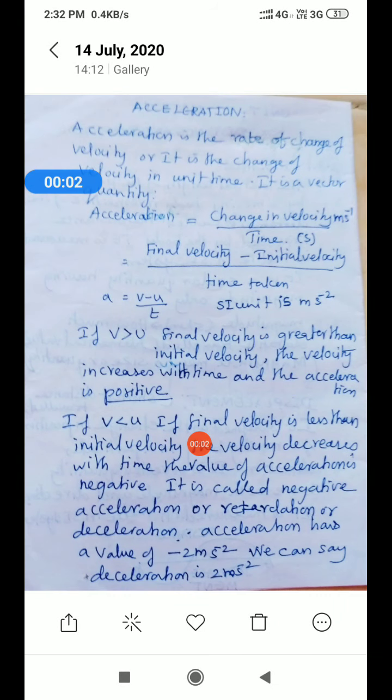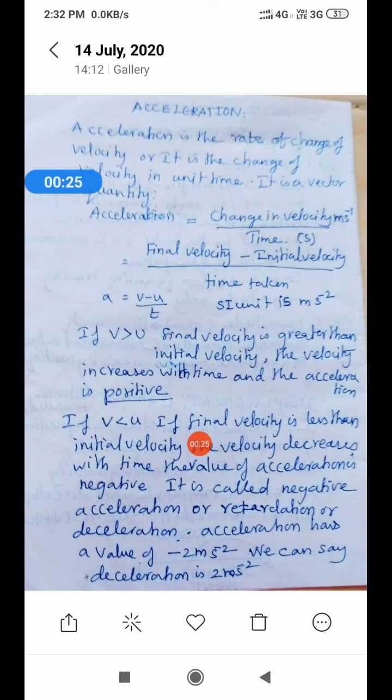Unit 2 Motion. Topic is acceleration. Acceleration is the rate of change of velocity, or it is the change of velocity in unit time. It is a vector quantity. It has both magnitude and direction.